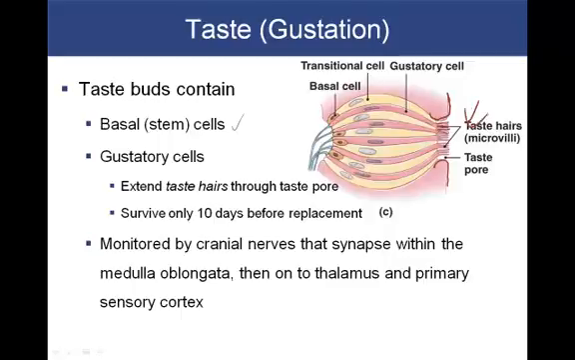We know that gustatory cells are monitored by a number of cranial nerves. If you think back to a week or so ago, you should be able to identify the facial, the glossopharyngeal, and the vagus nerve as all being sensory nerves carrying fibers from the tongue. And those cranial nerves are going to synapse within the medulla oblongata, and from there they'll head to the thalamus, and then lastly to the primary sensory cortex, where we actually perceive the taste.